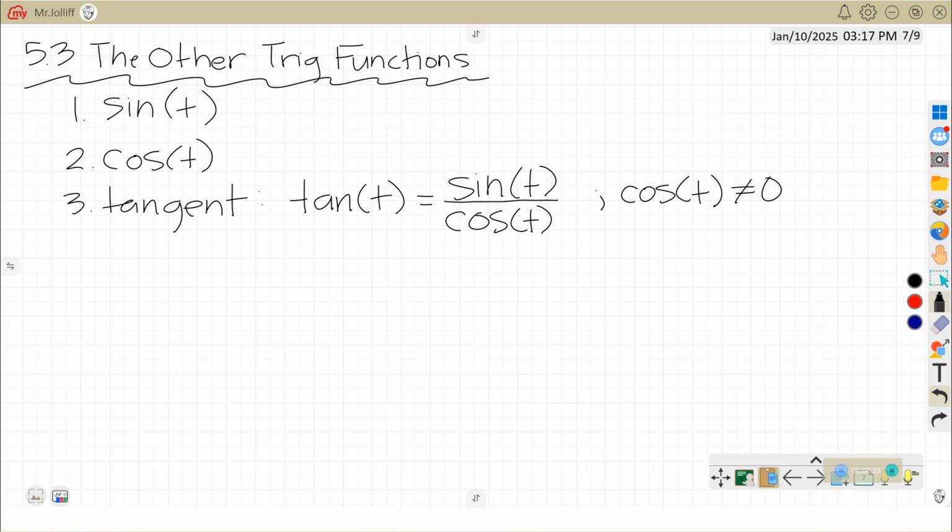Okay, the next 3 are the reciprocals of these 3. What does it mean to be a reciprocal? Yeah, flip it. Take a fraction, flip it upside down.